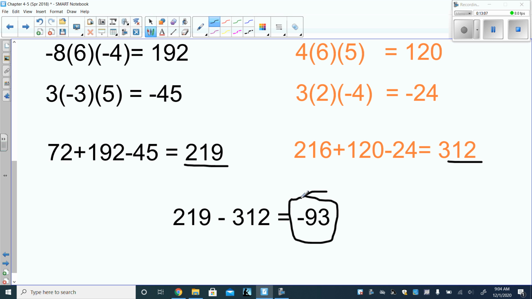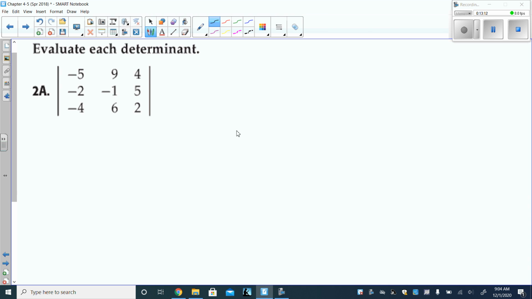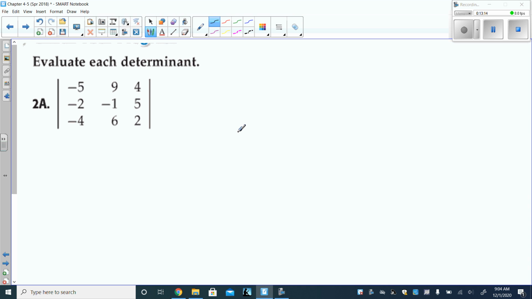And that's it. So we'll do one more together. And again, there is a video for doing this on the graphing calculator, so you don't have to do these by hand if you don't want to. But this is how we do it by hand. And I'm going to show you one more time.